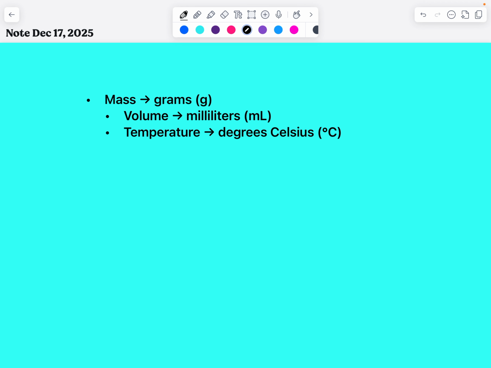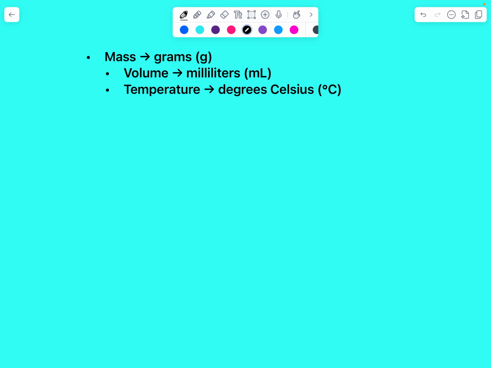We know mass is measured in grams, which is known as g. Volume is measured in milliliters, which is mL. Temperature is measured in degrees Celsius. In the ideal gas law, do you guys remember what temperature is measured in? Kelvin. So if you watch my video, you guys would know that. These units are standardized, so results can be compared between experiments.